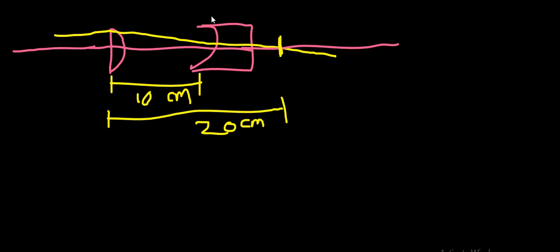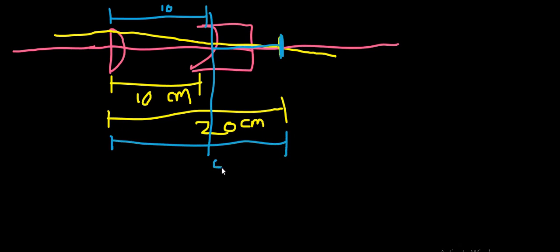see from here, the distance between the second lens, that is the plano concave lens, and this point where the image is forming, the distance between these two is going to be... How can you find it? This is given in the question: the distance between these two is 10 centimeter, and the light travels up to 20 centimeter. Now 20 minus 10, the remaining distance is going to be exactly 10 centimeter.